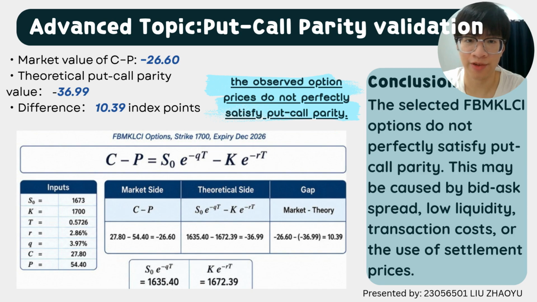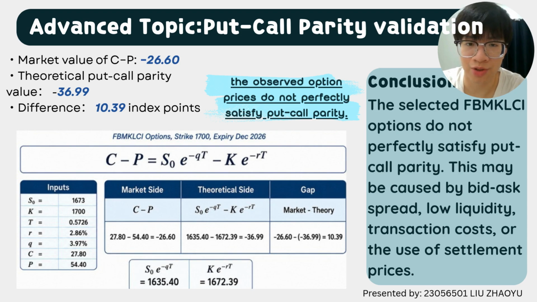For the advanced topic, we validate put-call parity for the selected FBM KLCI options. Since the call and put options have the same strike price 1,700 and the same expiry date December 26, we can use this formula. The market value of C minus P is 27.80 minus 54.40, which equals negative 26.60. The theoretical value is S0 e to the negative qT minus K e to the negative rT, which equals negative 36.99. So the difference is 10.39 index points.